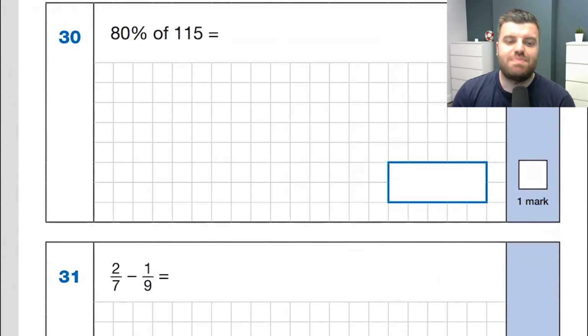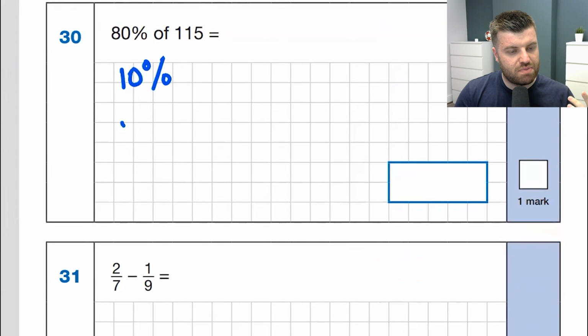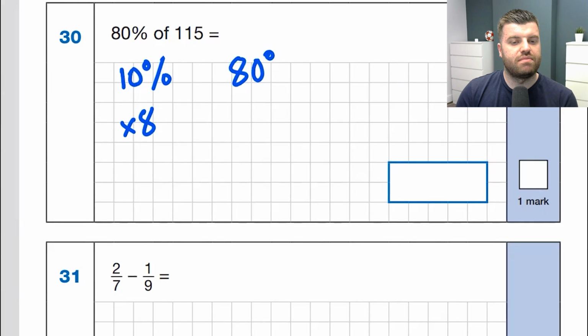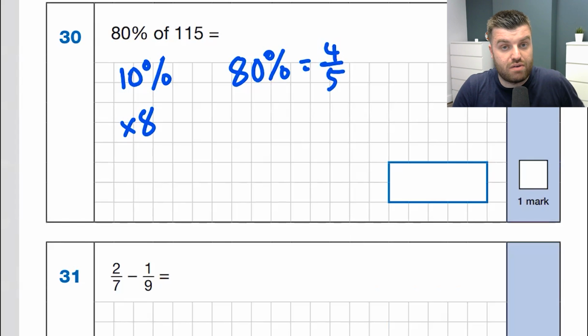Question 30, 80% of 115. Now, guys, there's lots of ways you can do this. You could work out 10% and then multiply it by 8 to get 80%. That's fine. I've actually noticed something. I know that 80% is the same as 4/5. And maybe you might be more confident doing fraction of an amount. It's up to you how you solve this, guys. I'm going to show you fraction of amount here.